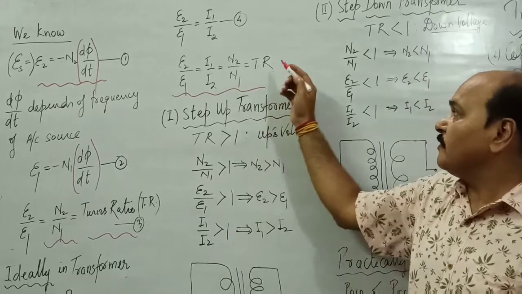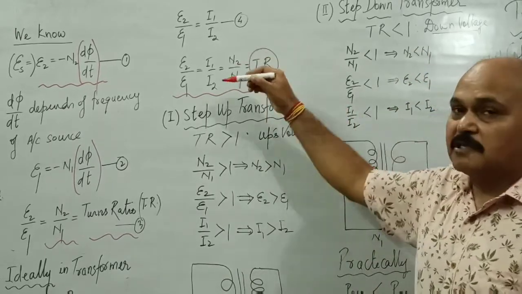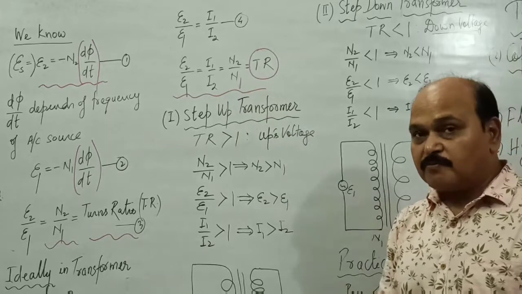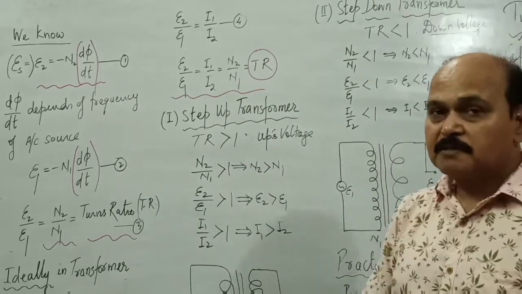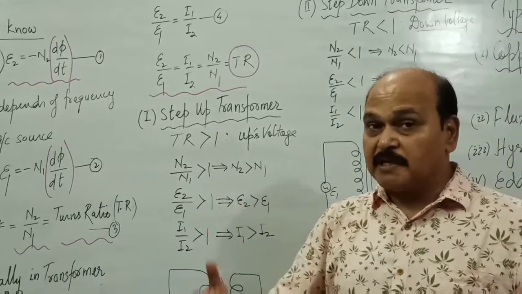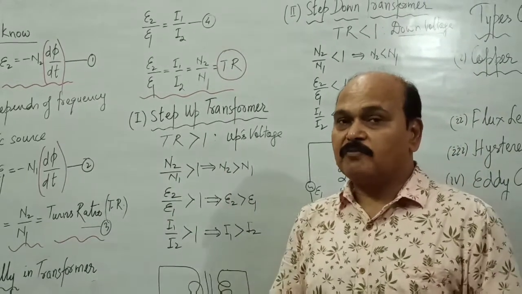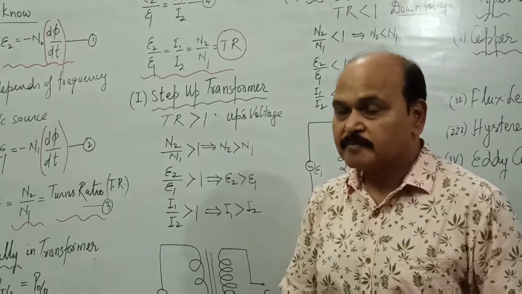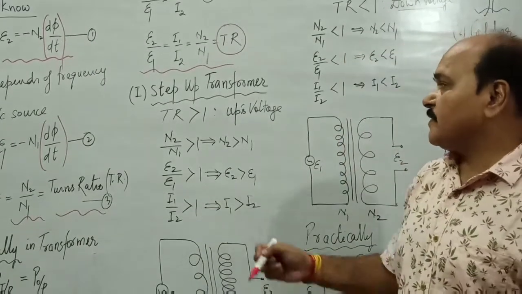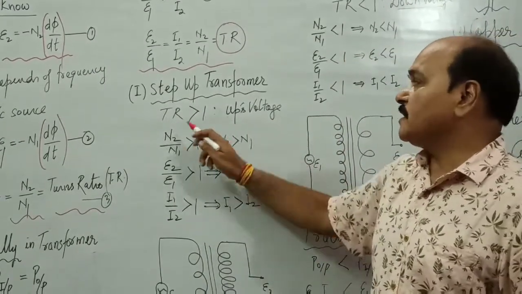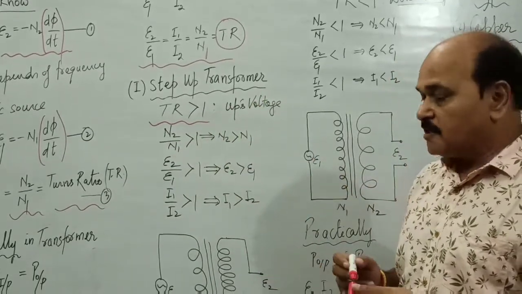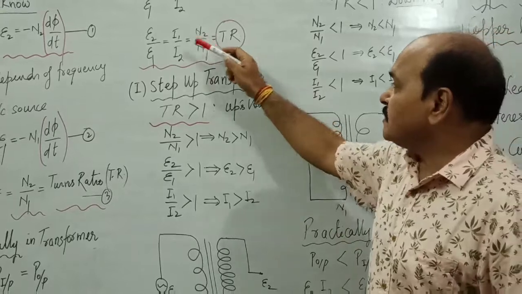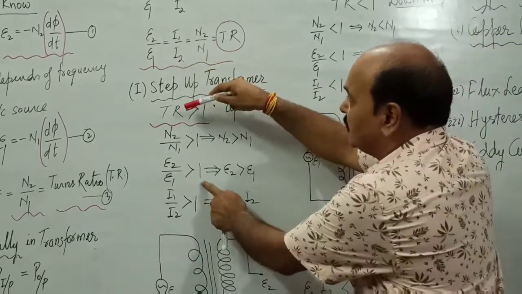Well, depending upon the value of TR, the turns ratio, transformers are of two types. Number one is the step-up transformer. Step-up transformers increase the voltage of alternating energy. So for every step-up transformer which ups the voltage, the turns ratio is greater than 1. When the turns ratio is greater than 1, that means E2 upon E1 is going to be greater than 1.